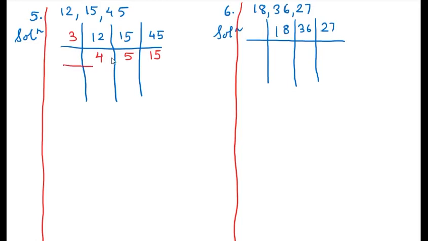4 is divisible by 2. So we will write 2 2s are 4. 5 and 15 are not divisible. So we will write them as it is. Now we have the numbers 2, 5 and 15. 2 is not divisible by 5. But other two numbers are divisible.